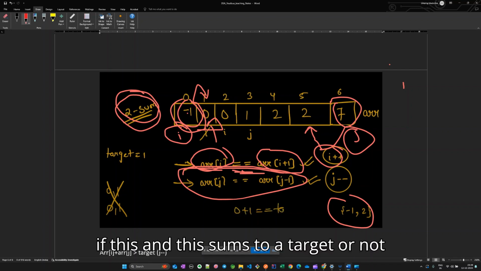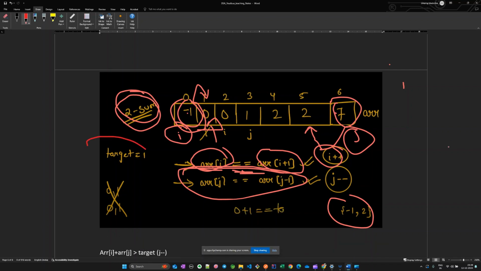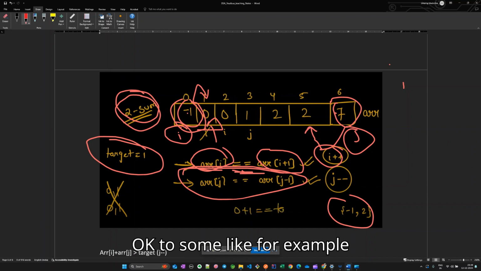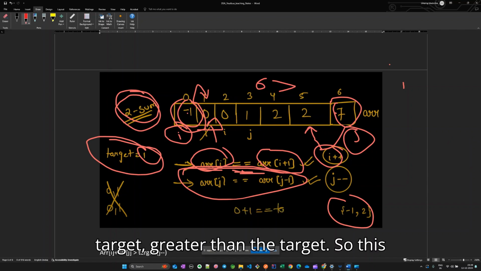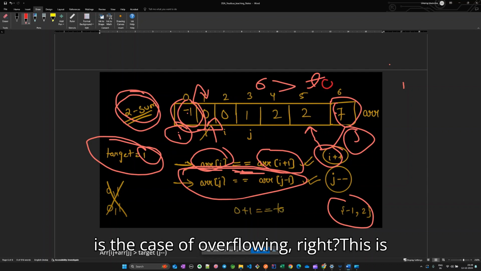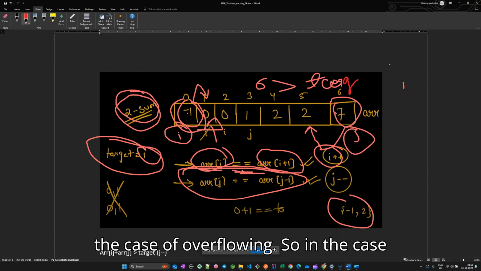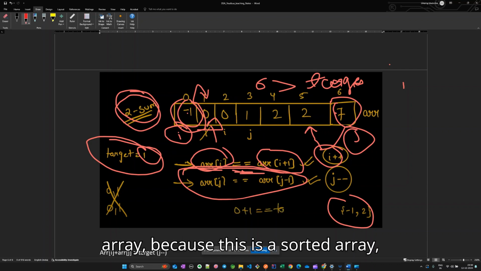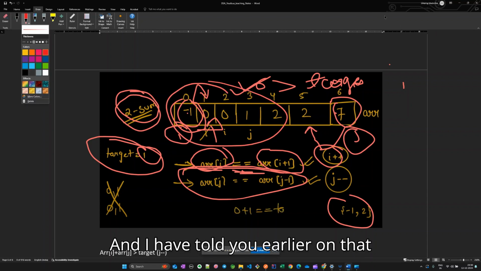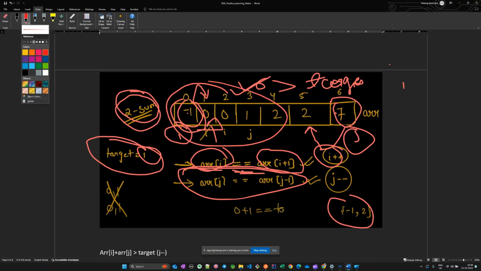So we check whether this and this sum to the target or not. For example, our target is 1, so 7 minus 1 is 6, which is greater than the target. This is the case of overflowing. So in the case of overflowing, what do we do in a sorted array? Because this is a sorted array, you can see here, and I have told you earlier already.